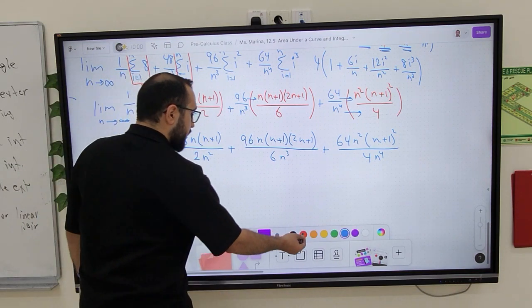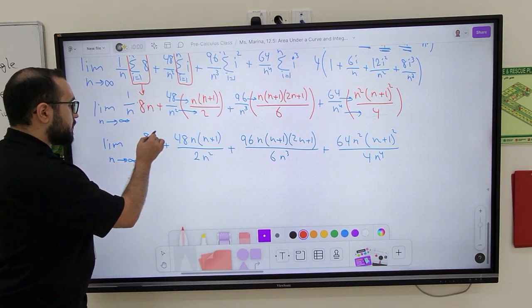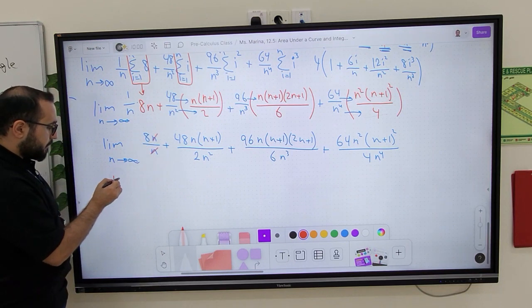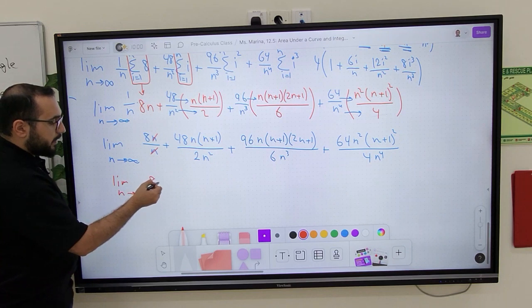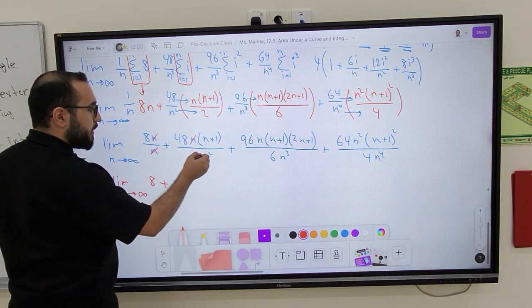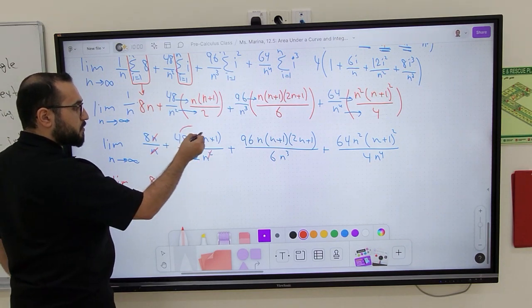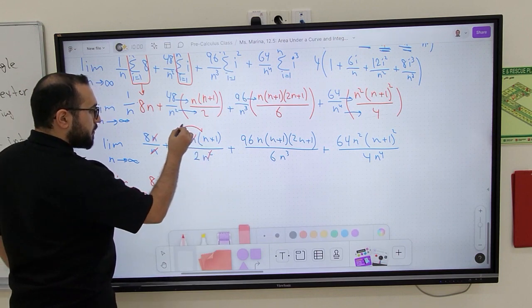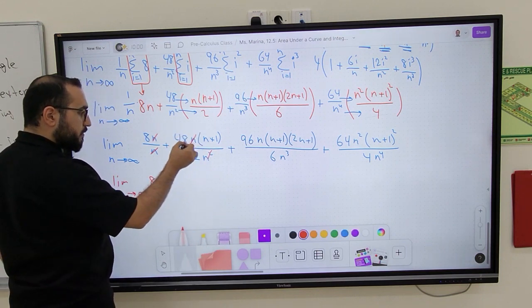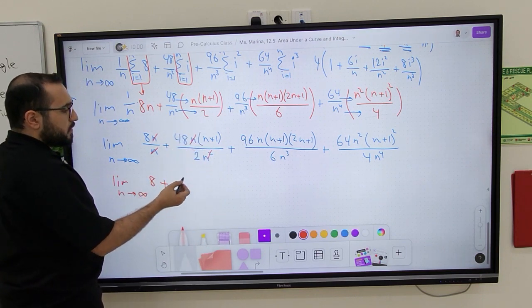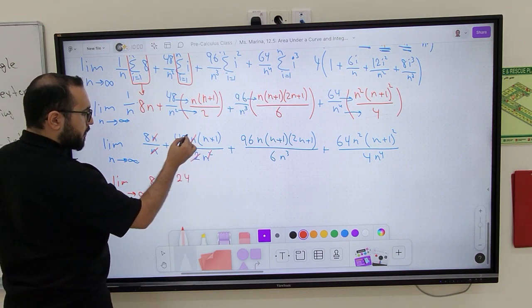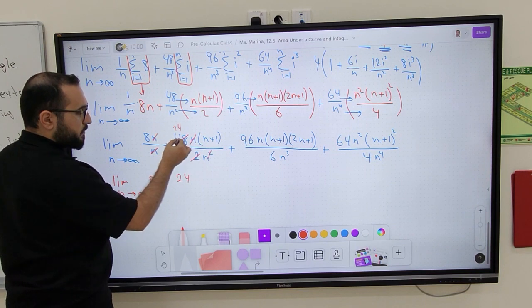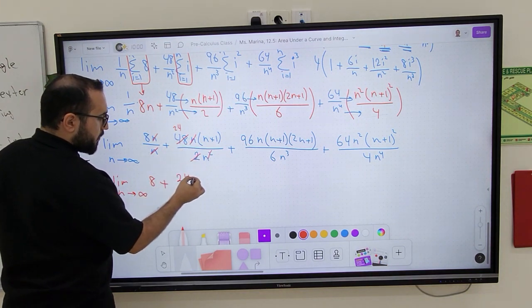Okay, so now the first thing, let's start here. So cancel n with n. So now the limit as n approaches infinity equals 8 plus 1 n with a square. Then we distribute, sorry, before distributing, let's simplify. 48 divided by 2 is 24.